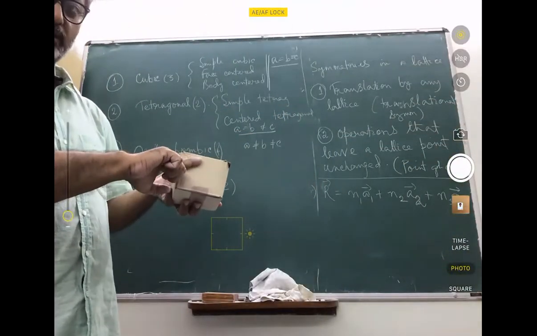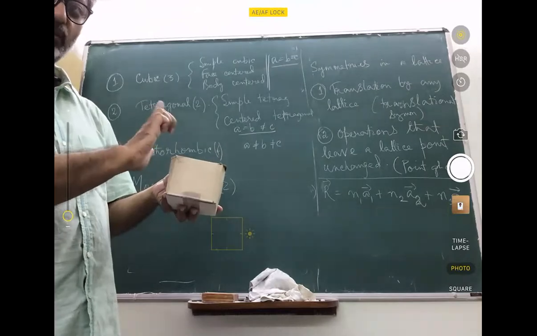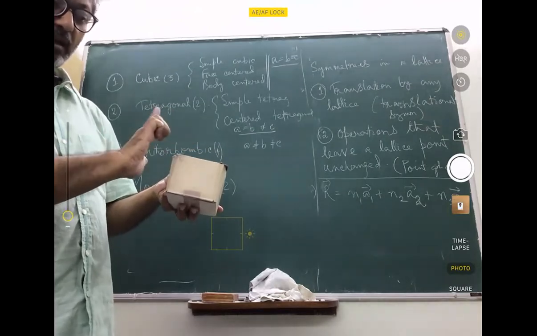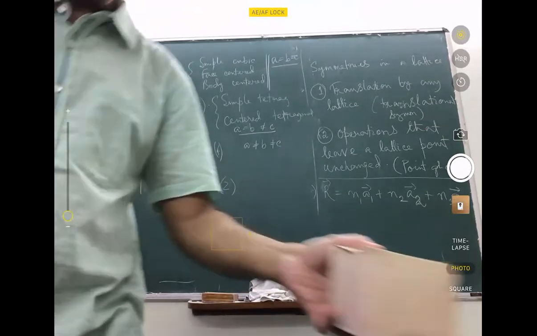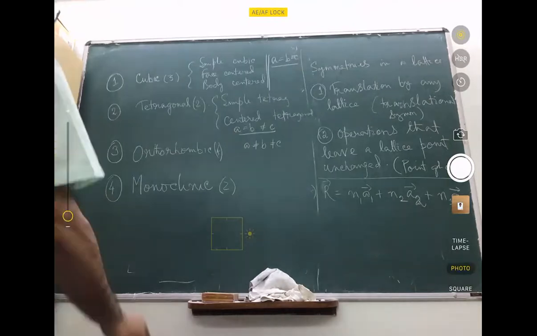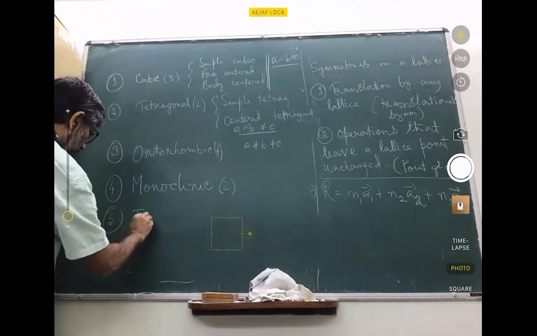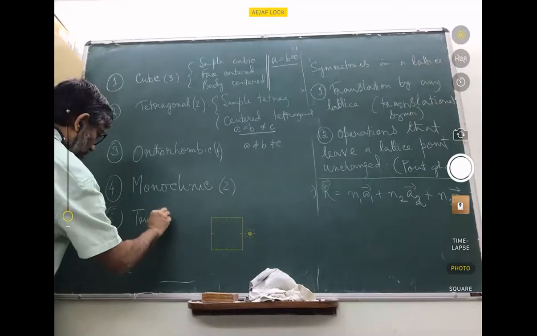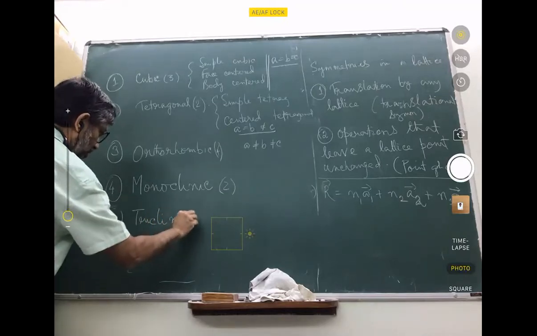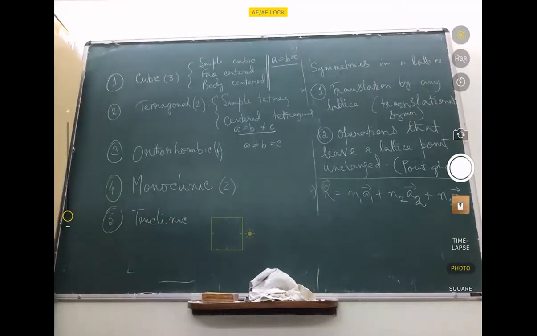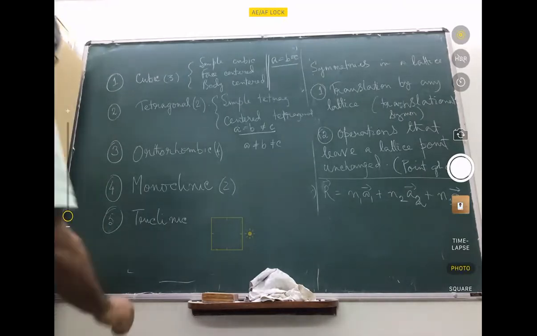Now suppose I tilt it. I tilt this whole C axis so that it is no longer perpendicular to A and B. Then what you will have is what is called a triclinic lattice.